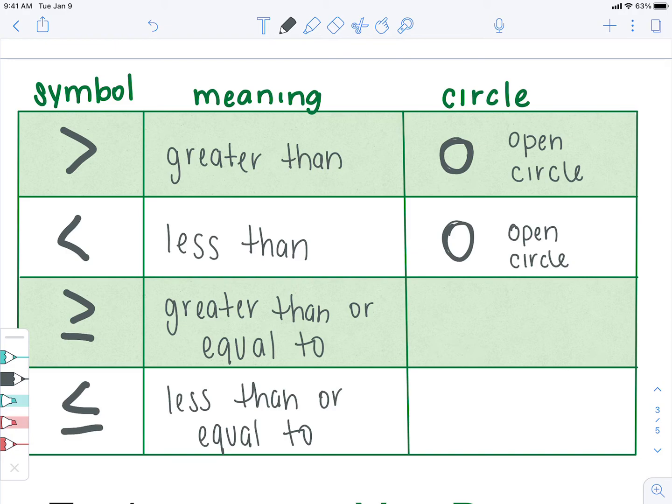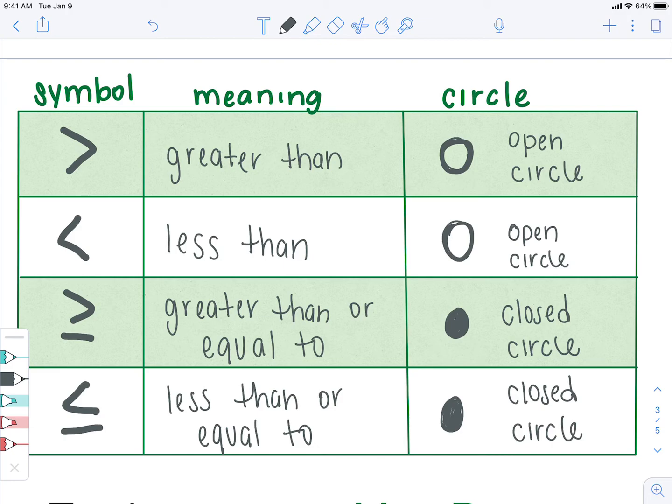Whereas if I have a greater than or equal to or a less than or equal to, these get closed circles. And a closed circle, I color all the way in. So it's like a big period. Exactly. Closed circle. And the reason I'm going to do this is because I'm going to shade all of my possible answers on the number line. So when I color in that closed circle, I'm shading in the number that I'm actually circling, and I'm including that in my answer.